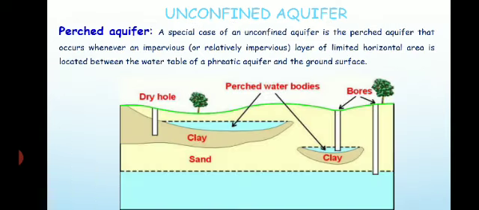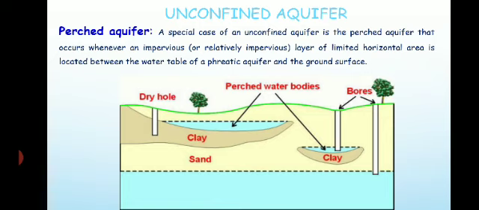Now let us discuss what is the type of unconfined aquifer, that is a perched aquifer. So perched aquifer, here you can see in the image there is an impermeable layer in an unconfined aquifer. There is an impermeable layer of clay, which is an impermeable material because it is very fine grained, right? It will not allow the water to percolate very easily, so it has low permeability or it is almost an impermeable rock or layer, right? So it is a special case of unconfined aquifer, that is the perched aquifer.